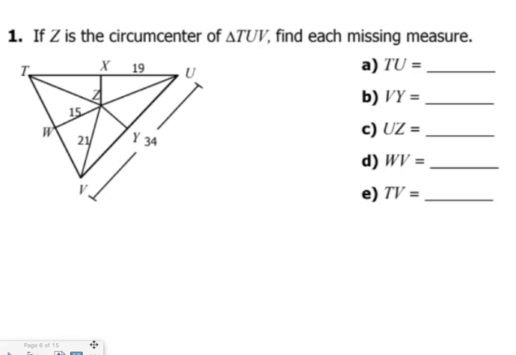It says if Z is the circumcenter of triangle TUV, find each missing measure. Before we look at what we're trying to find, let's just go around and list everything we know. TZ and ZU are both 21. So TZ is also 21 because of this one. Do you agree? And same with that one. So 21, 21.